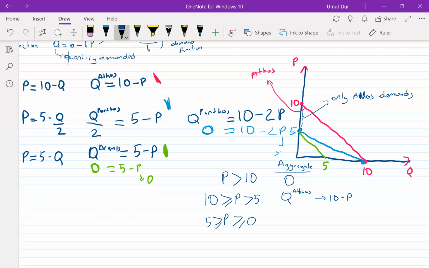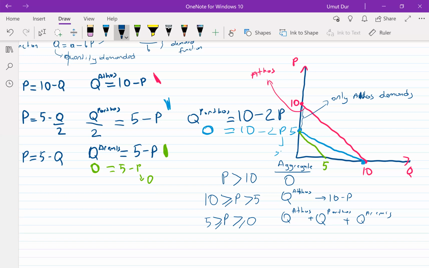Then I will check the region for when the price is less than 5 and greater than or equal to 0. What will be the aggregate demand here? Yes, it's atos, partos, and arms. So I need to add up those demands. It is q partos, q atos, and q arms. And do I know how to add up those demands?